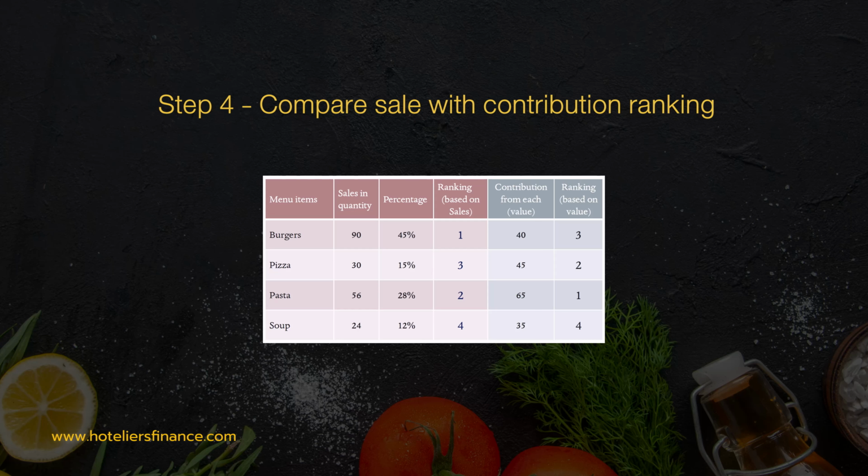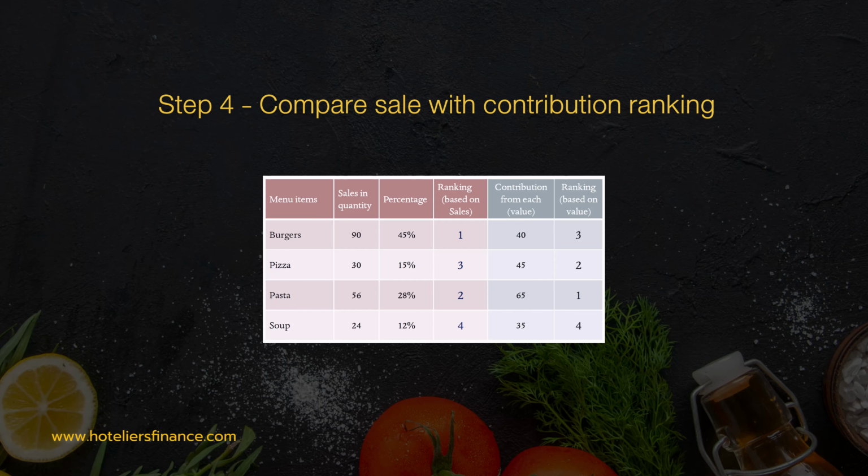And now we jump to the 4th and final step, a very easy one. When we compare the sales with the contribution ranking, interesting data appears that shows the highest selling item has a low contribution. We can see the burger is the highest selling item, rank 1, with 45% of my sales coming from burgers, but its contribution rank is 3, which means it's contributing only 40, whereas the highest contributing item, which is pasta, giving us 65 in value, is ranked number 2 in sales.